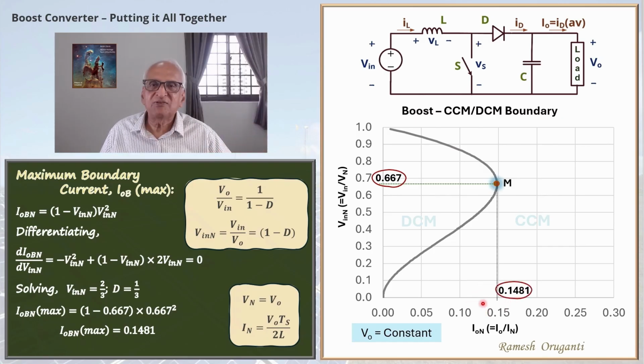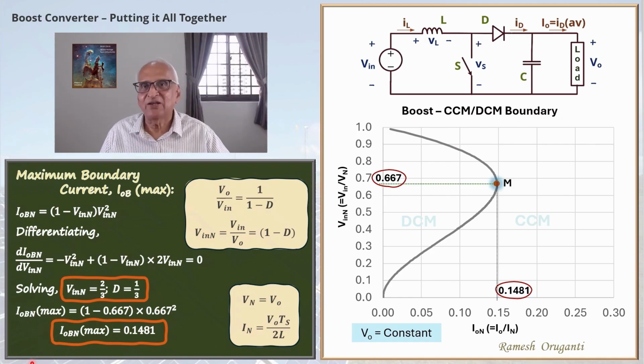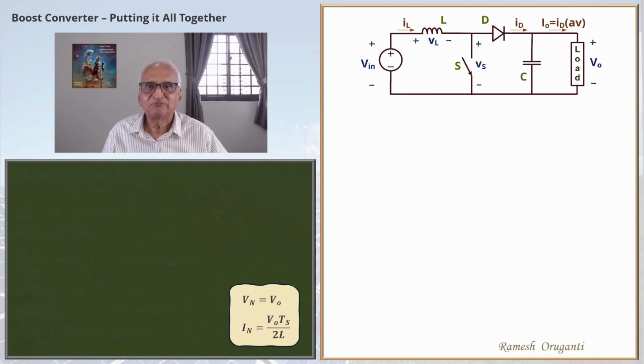We will use the values Vin N, D and IOBN corresponding to the IOBN max point M later in the problem. I have highlighted them here. Next, we will revise the discontinuous mode of operation briefly. There is a video 2B-3 in which this mode of operation has been explained in greater detail. You may wish to go through it.